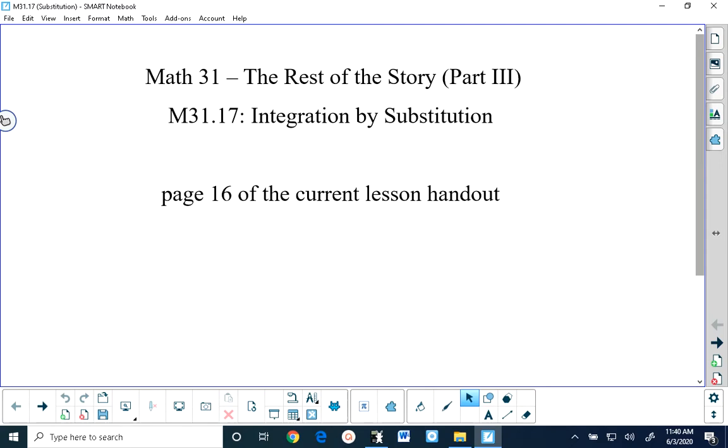Today, we're going to be looking at lesson 31.17, which deals with integration by substitution. And this lesson can be found on page 16 of your handout.